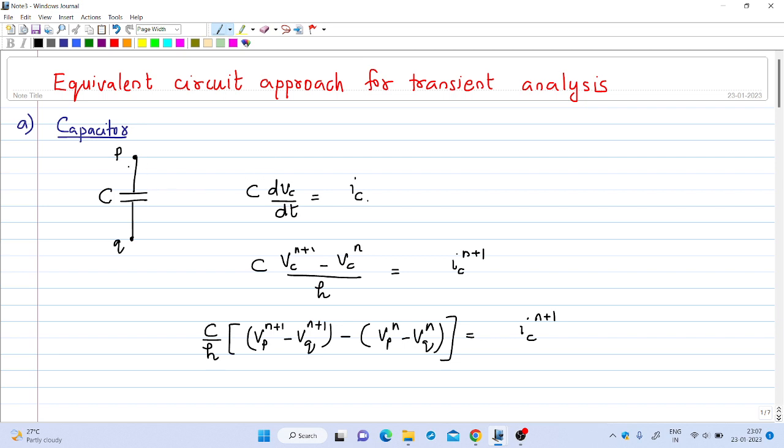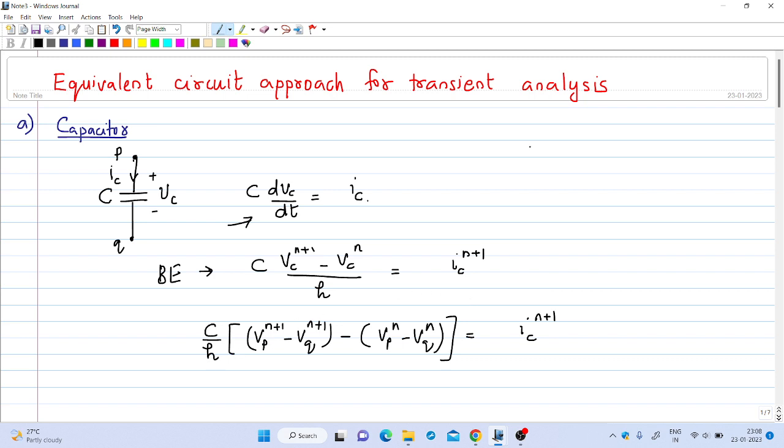So suppose we have a capacitance connected between node P and node Q in a circuit, and all of us know that if the voltage across the terminals of the capacitor is denoted VC, and the current flowing is IC, these two quantities are related by this equation: C into dVC by dt is equal to IC. And from our backward Euler technique, we can rewrite this equation as C into (Vc n plus 1 minus Vc n) by h, where h is the step size, equal to IC n plus 1.